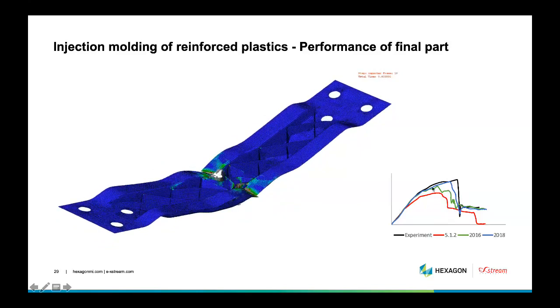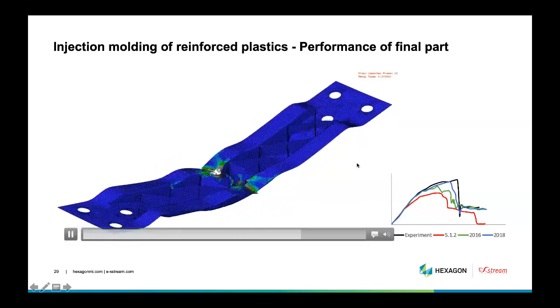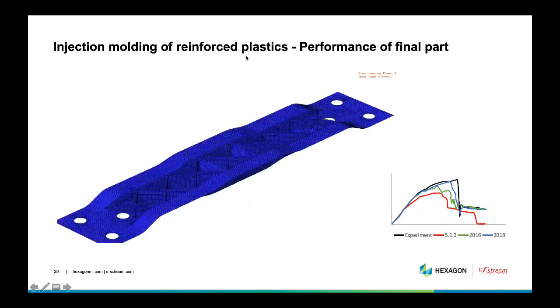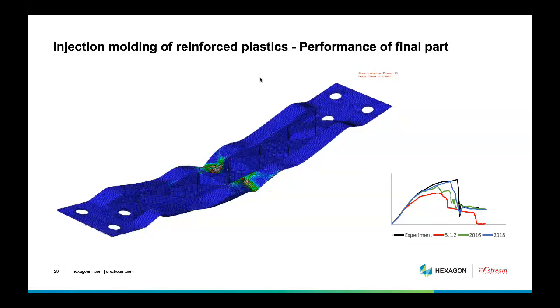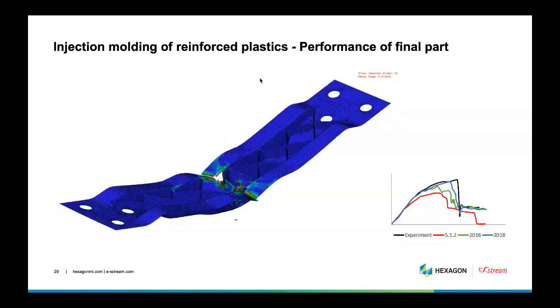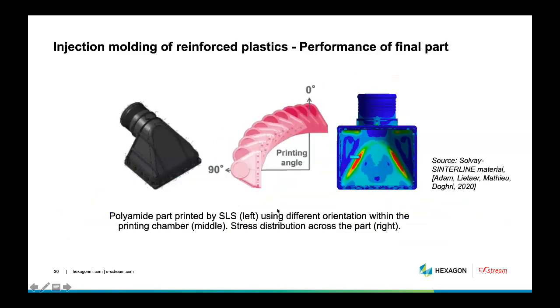So this is really an example which takes into account everything from the processing through the microstructure, the homogenization, the multi-scale modeling of the final part, and you see the validation against experimental results on a crash test. Now, this is an example where I showed an animation of the manufacturing process of this part earlier.